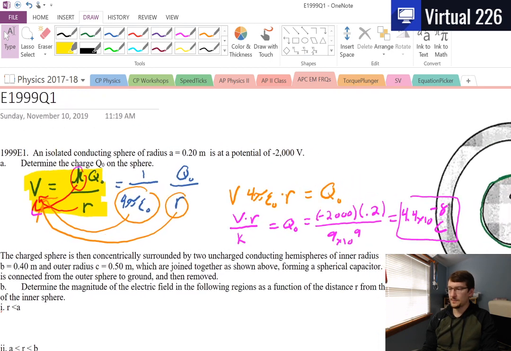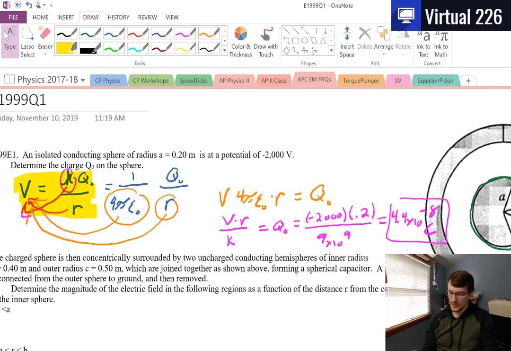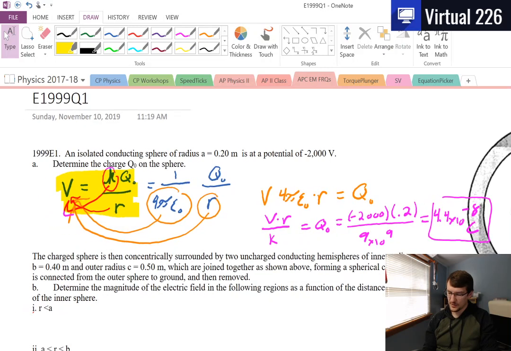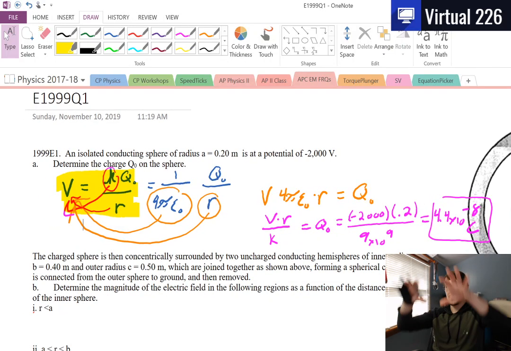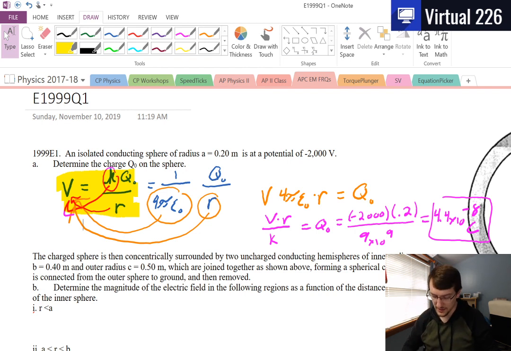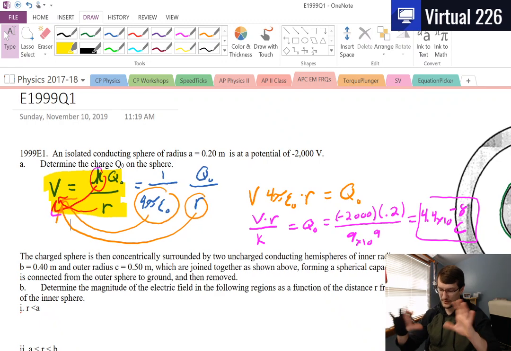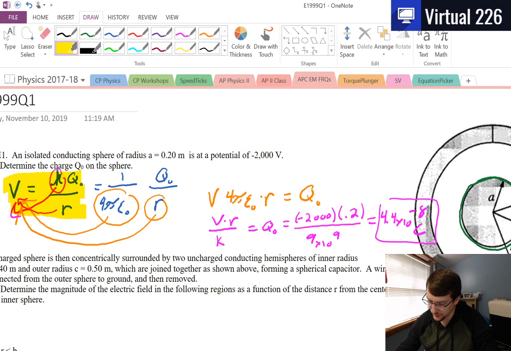Okay. Part B starts to get a little bit weirder because what we've got now is we're going to put another sphere around our initial solid sphere, so concentrically, and these hemispheres that are going around this have an inner radius of 0.4, so that's the B here, and an outer radius of 0.5. So this is 0.1 meters thick, so 10 centimeters.